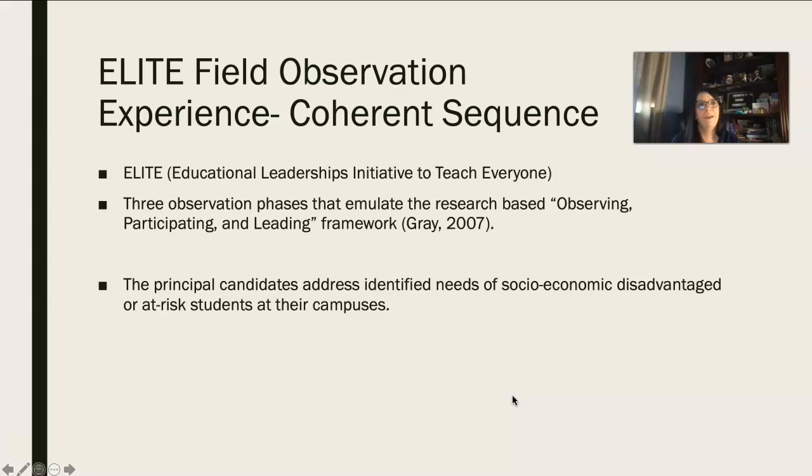So we have what's called now the Elite Field Observation Experience with a coherent sequence. ELITE stands for Educational Leadership Initiative to Teach Everyone. There will be 3 observation phases: the observing, the participating, and the leading. As part of this field observation experience, the candidates will address the needs of socioeconomically disadvantaged or at-risk students at their campus. So let's take a closer look.